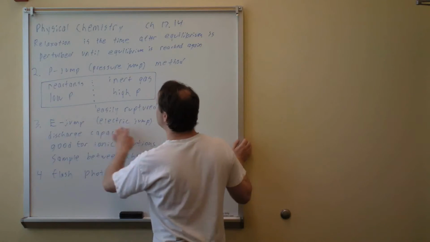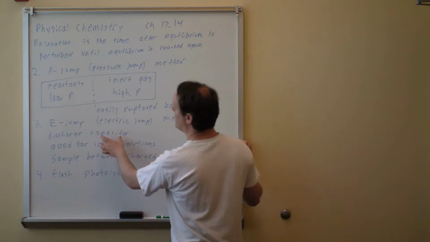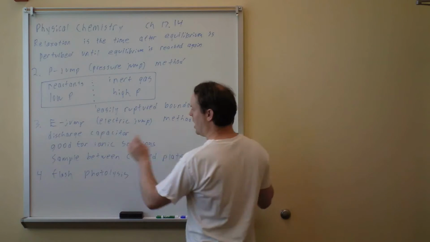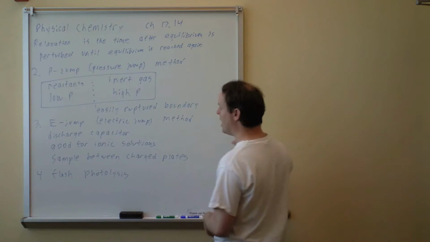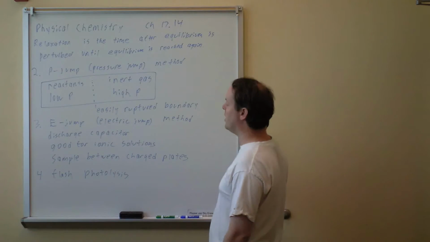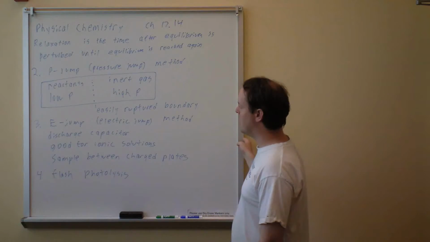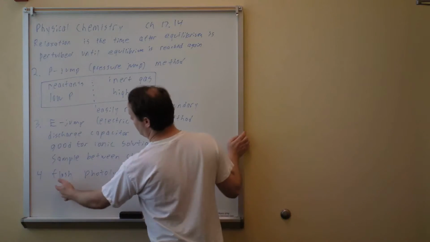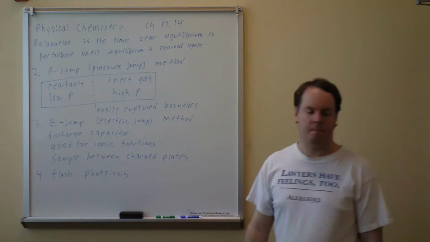And then 3, the E-jump method, which is the electric jump method. Now here you just charge up a really big capacitor with electricity, and then you discharge it. You have your solution, an ionic solution between charged plates, and then you discharge the capacitor right through your solution there. And then 4, just flash photolysis, add a lot of light to add some energy to your system.